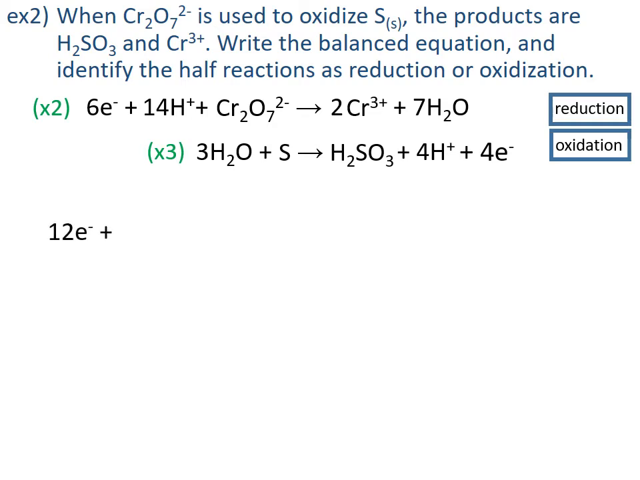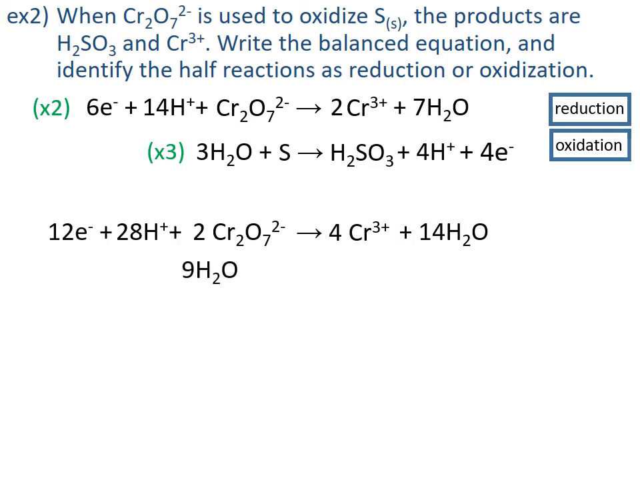That'll give me 12 electrons, 24 H pluses, and 2 dichromates, which become 4 chromium-3 ions and 14 waters. In the second line, which I multiply by 3, that will give me 9 waters, 3 sulfurs, 3 sulfurous acids, 12 H pluses, and 12 electrons. Now the electrons will completely cancel out.